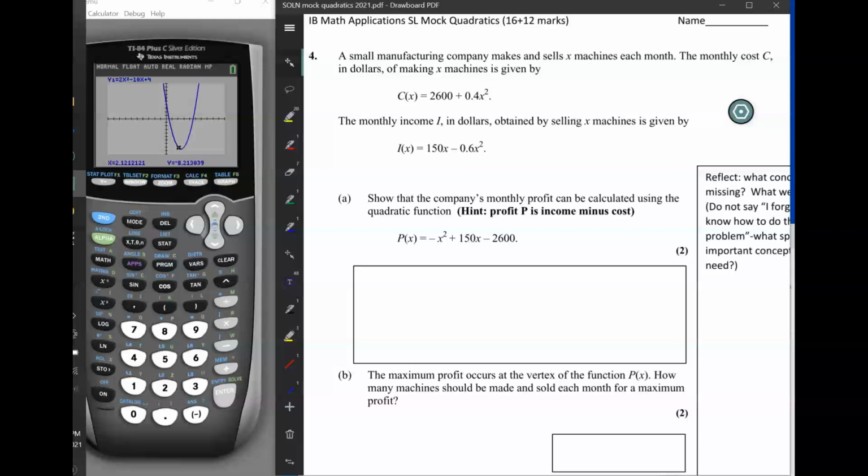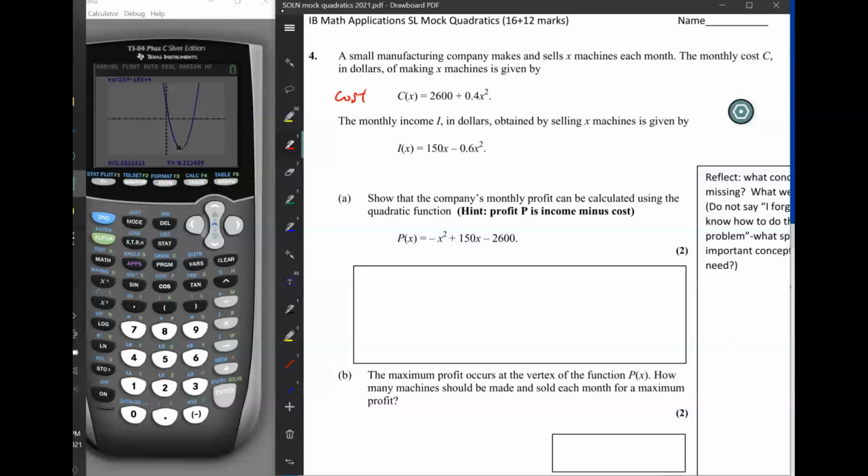Okay, a small manufacturing company makes and sells X machines each month. The monthly cost, C in dollars, of making X machines is given by C of X equals 2,600 plus 0.4 X squared. So this is cost. This is a difficult problem because I don't think that most people, unless they take IB business, realize that there's a difference between price and cost. Cost is how much it takes for a company to make something. Price is what they charge for it, which is probably going to be somewhat higher than the cost so that they can make a profit, which is the difference between the two.